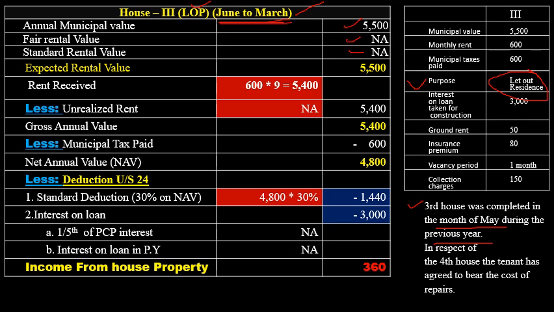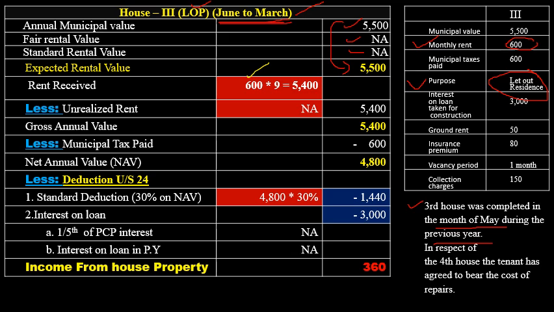The next stage is the expected rental value, which we have to calculate. Since here there is no fair rent and no standard rent, municipal value itself is the expected rental value. Both are not applicable. Fair rent and standard rent are not given, so therefore municipal value itself is the expected rental value. Next is rent received. So rent received is on the basis of rent. The monthly rent of the house property is 600 rupees, and it was let out from June onwards.